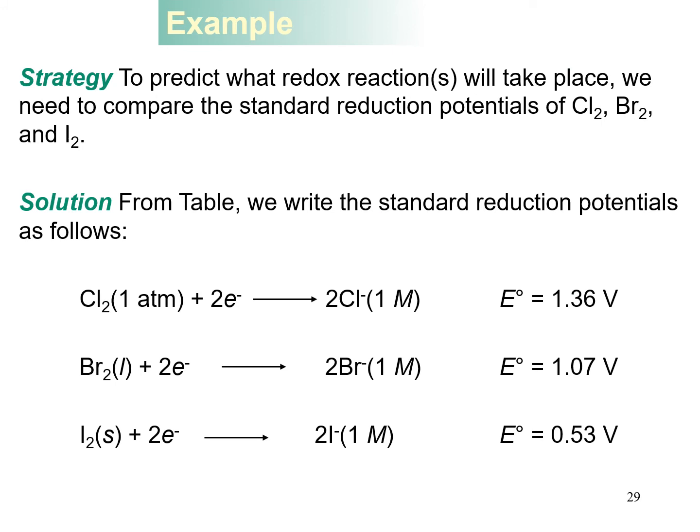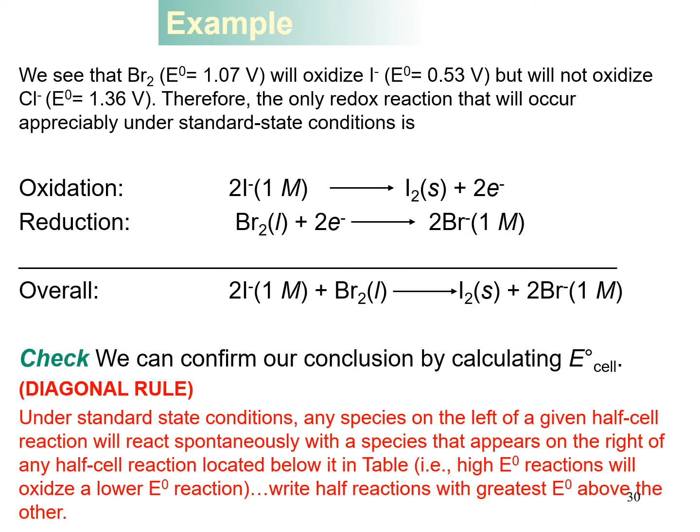So these are the values as you look from the chart. Based on this, we see that Br2 will be able to oxidize I minus but will not oxidize Cl minus. Therefore, the only redox reaction that will occur under standard state conditions appreciably, meaning spontaneously, would be this: I minus would be converted to I2, Br2 will be converted to Br minus, and this would be your final reaction. Another rule that this brings us to is the diagonal rule, which is fairly easy to understand.